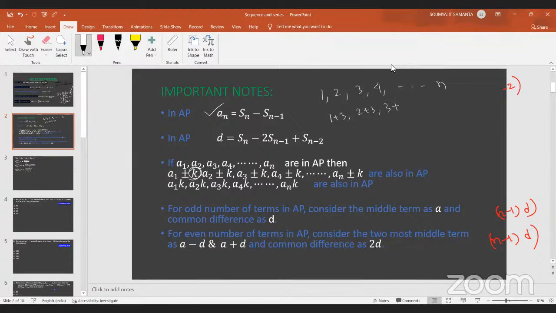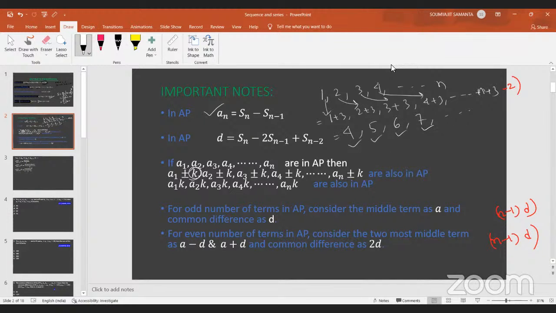That a sequence: 1 plus 3, 2 plus 3, 3 plus 3, 4 plus 3, up to n plus 3. So that means 4, 5, 6, 7, dot dot. So see, again this forms an AP.